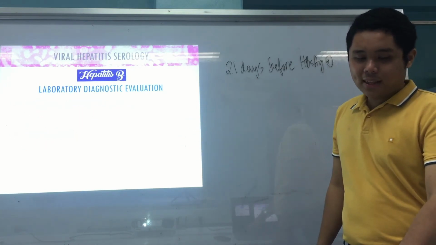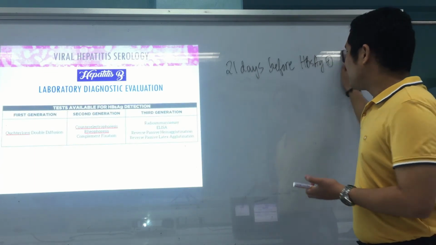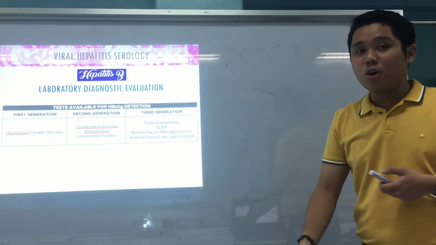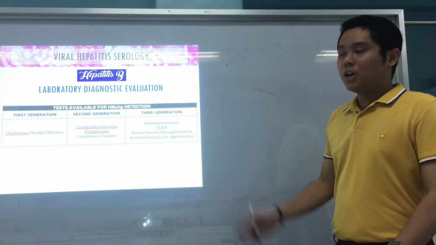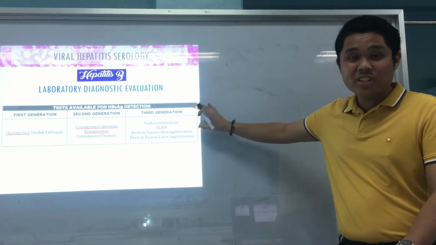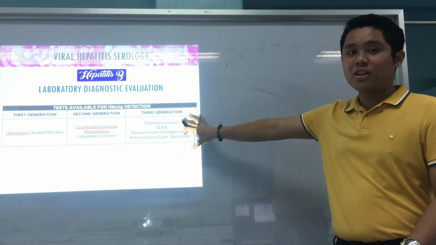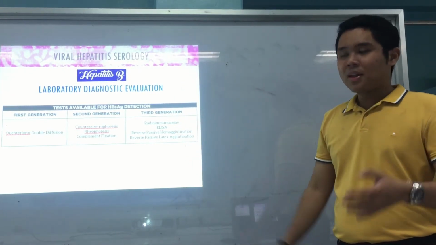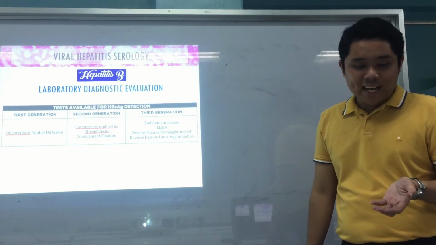Okay, and for the testing of HBsAg detection, you have different generations, right? Okay, so first generation is of course the Ouchterlony double diffusion. For second generation is counter electrophoresis, rheophoresis, and complement fixation. And the third generation, which is the most sensitive among the three. You could use the radioimmunoassay or ELISA, and reverse passive hemagglutination or reverse passive latex agglutination.